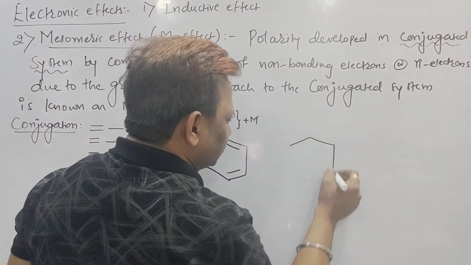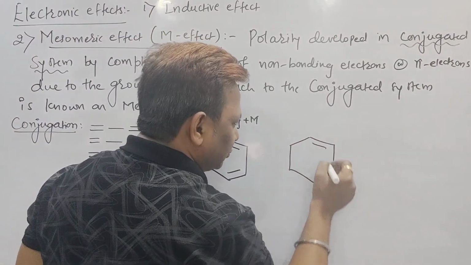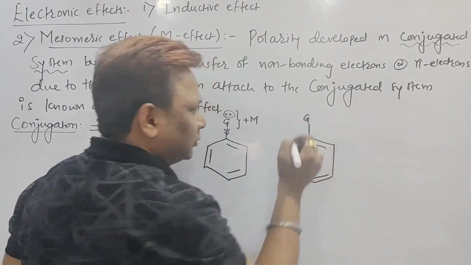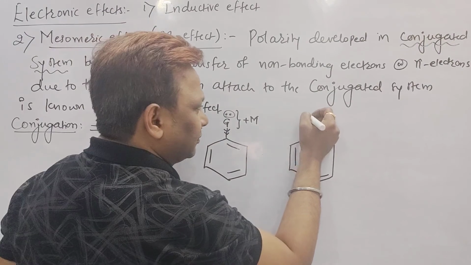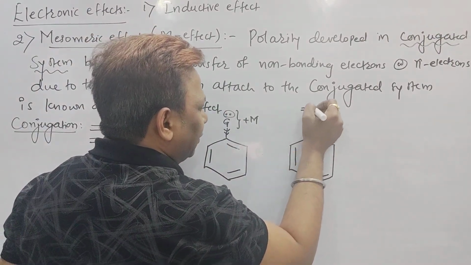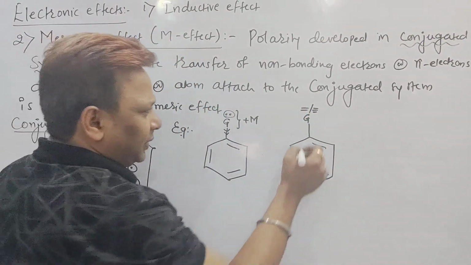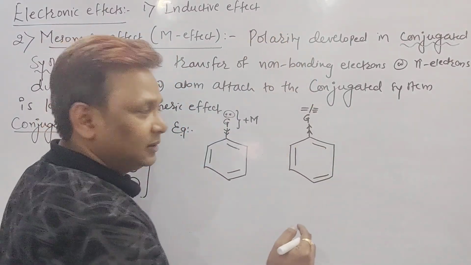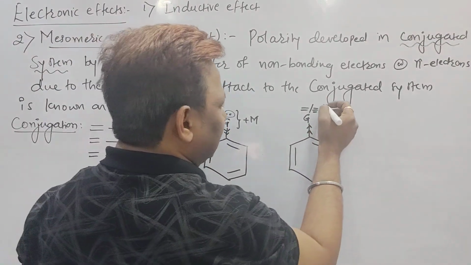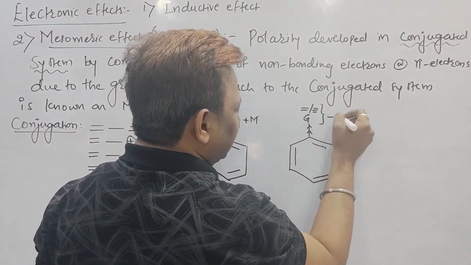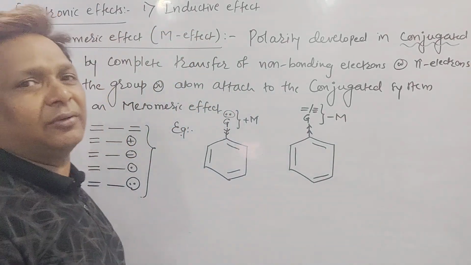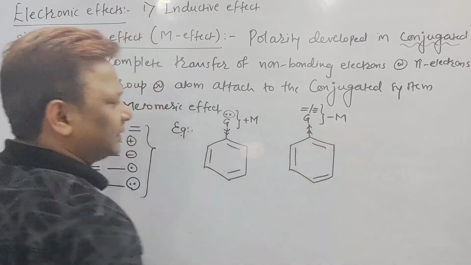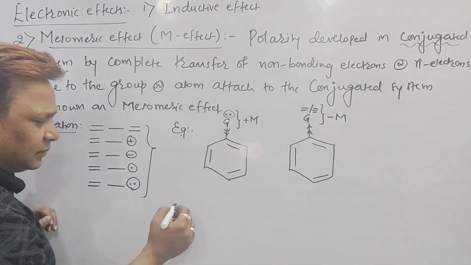Suppose if it is a conjugated system, beta, and in this conjugated system one of the atoms in the group is having a double bond or a triple bond, but it has a tendency to withdraw the electron from the benzene ring. As it withdraws the electron from the benzene ring, this will show its minus M effect, meaning negative mesomeric effect. Now, sir, how to know it is a plus M and it is a minus M? I'll show you better. Some more examples.